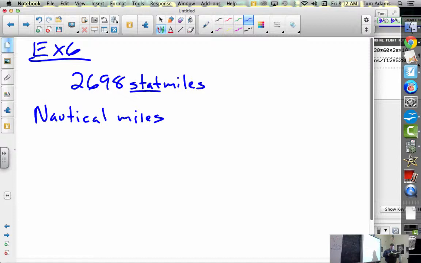And how many nautical miles is it from Boston to San Francisco? So from Boston to San Fran, it's 2,698 miles, standard miles, right? Or statute, that's what that stands for, statute miles. And then a nautical mile is actually 1 minute of Earth's circumference at the equator.